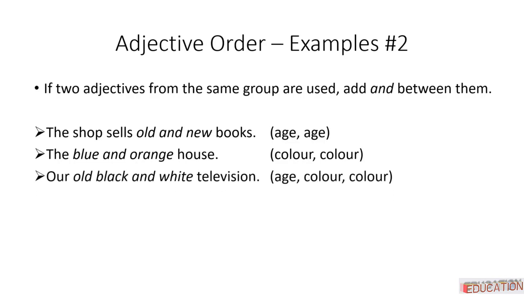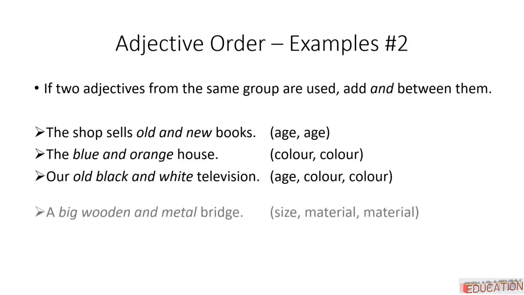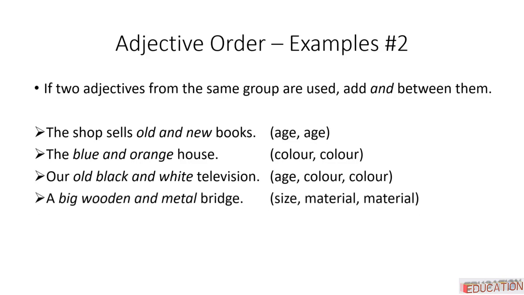Or we can have, of course, different categories as well. So our old black and white television. So we have an age and color. So we write it like this, our old black and white television. And another one with different categories, a big wooden and metal bridge. So we have size with 2 material groups.